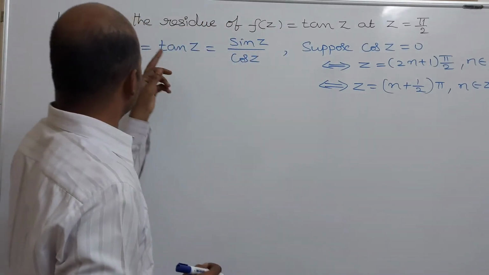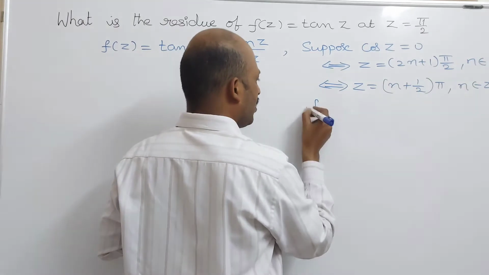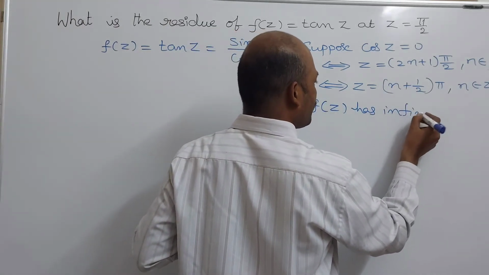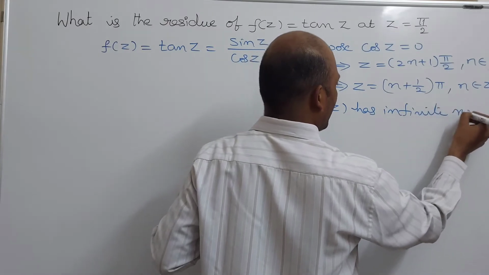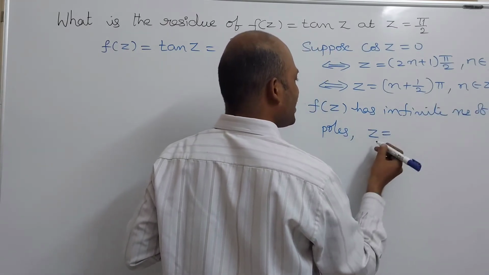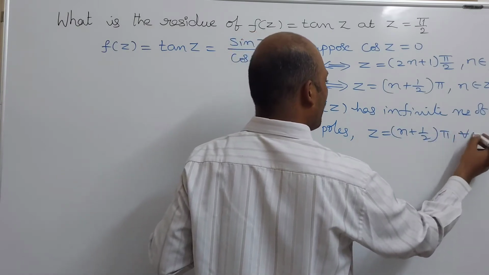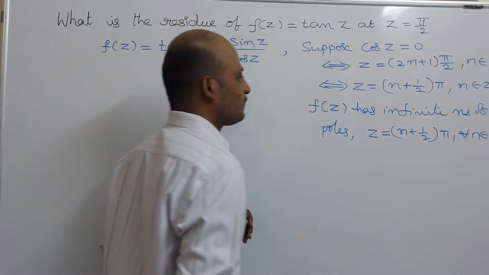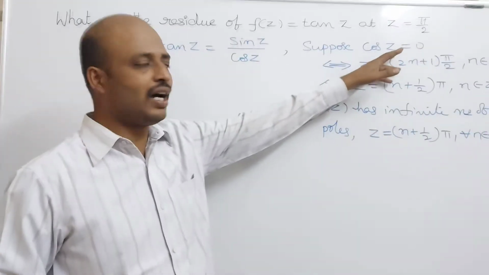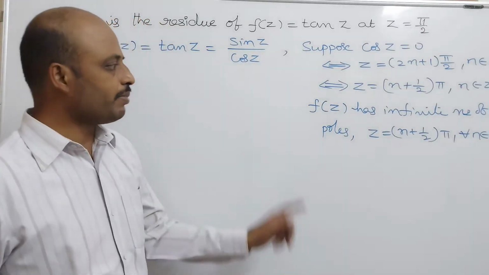So the function f(z) has an infinite number of poles, and they are given by the formula z = (n + 1/2)·π for all n belonging to Z. The question is actually asking you to find the residue at the particular point π/2.